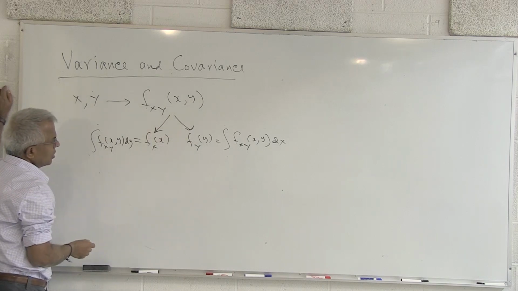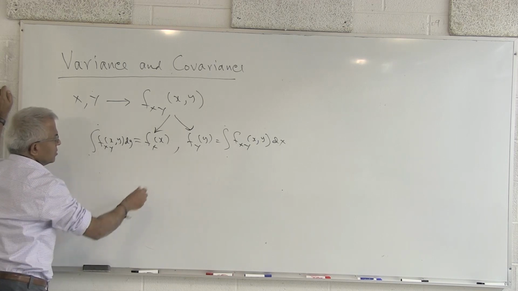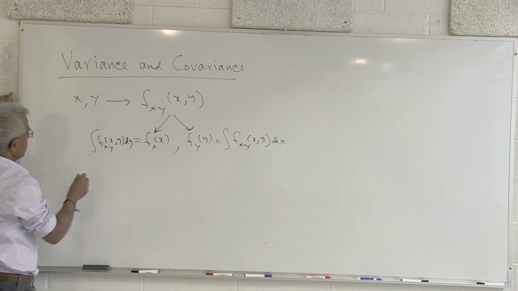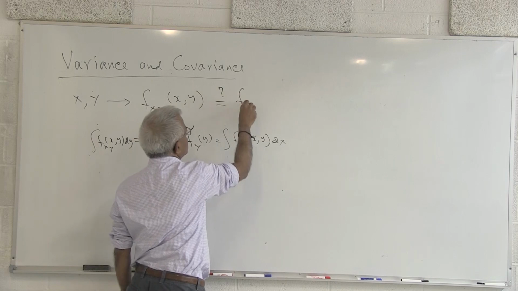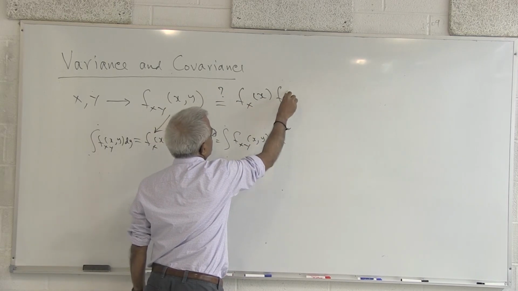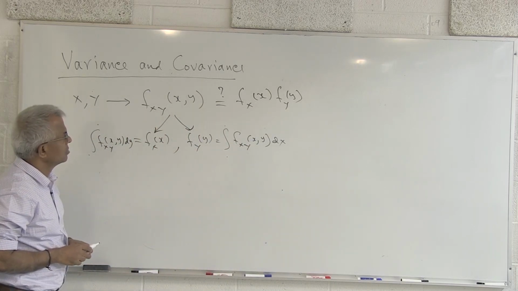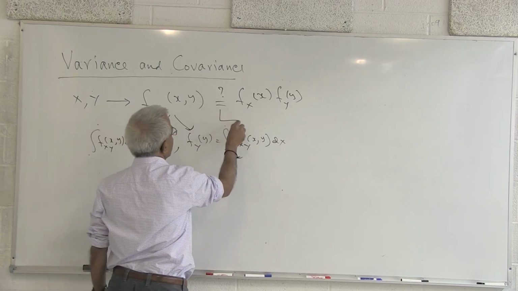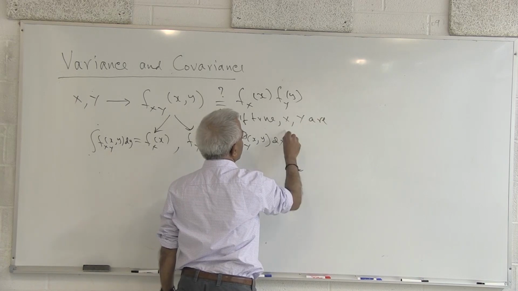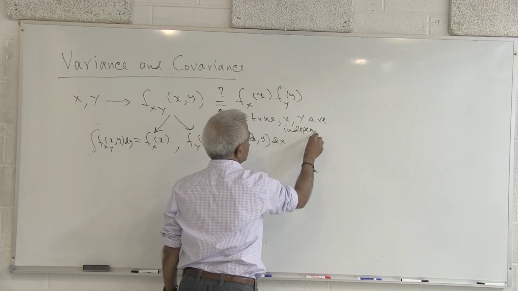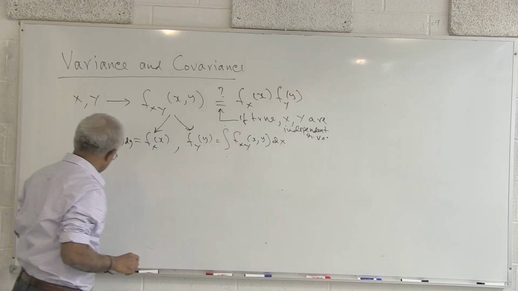And if x and y are independent, the joint density function is the product of the marginal density functions. Now, if you recall, this is the definition for independence. You need to check whether the joint density function is the product of the density functions. And if this relation is true, then x and y are independent random variables. So independence has to do with the density function.